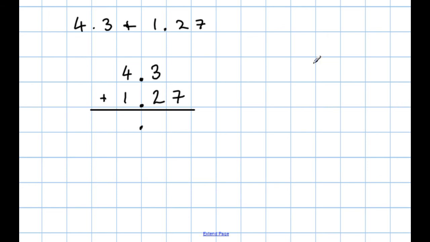Now watch what I do. 7 add nothing is 7. 3 add 2 is 5. 4 add 1 is 5. Then put a line underneath, if we'd like to be neat, to give us the answer 5.57. So the key is line up the decimal points.